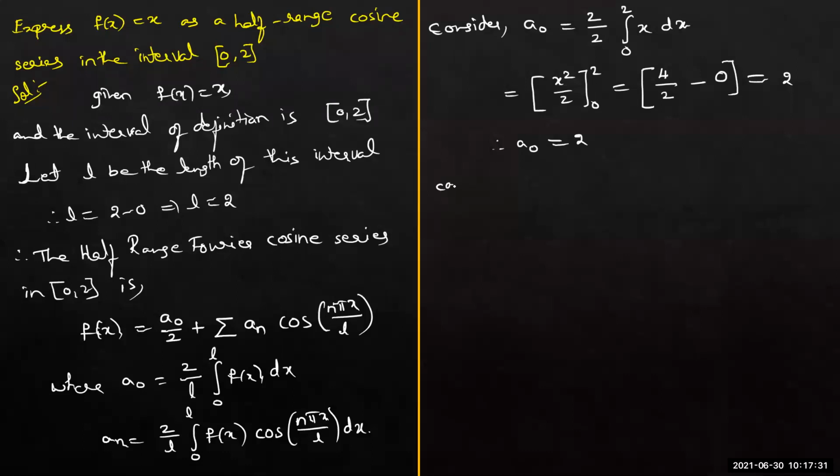Consider an is equal to 2 by L. L is again 2, so 2 by 2, integration from 0 to 2 of f of x into this one. f of x is x into cos n pi x divided by 2. Since L is equal to 2, I'm substituting, dx. Now I'm just evaluating this. 2 by 2 is anyway 1, I'm not writing that. And then it's a product of two different functions, and one function is particularly x.